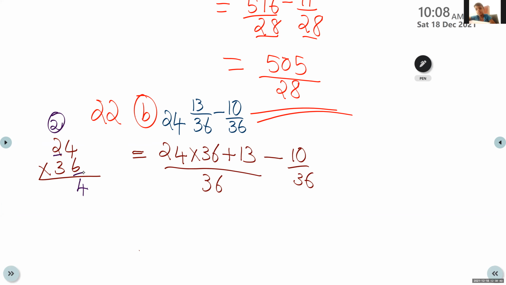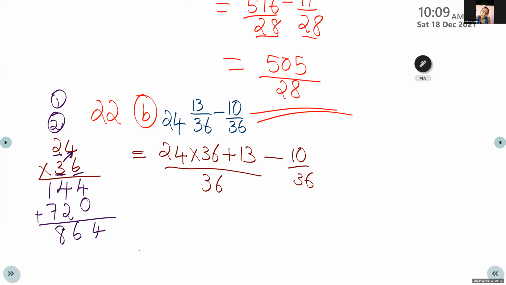6 twos are 12. 12 plus 2, 14. So, children, first row you got 144. Then second row we will start with the 0. Then multiply with the 3. 3 fours are 12. 2 is here and 1 is carryover. 3 twos are 6, plus 1, 7. So, what's the answer you got, children?